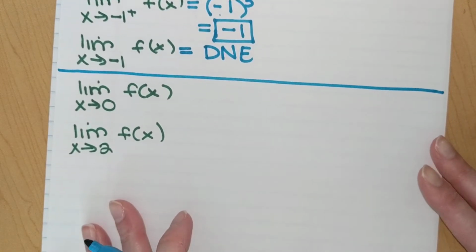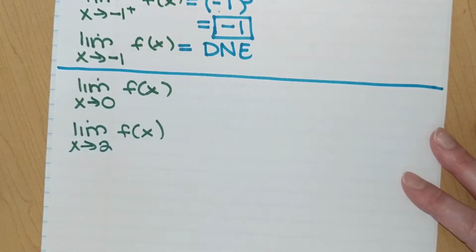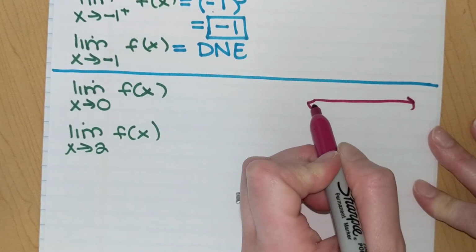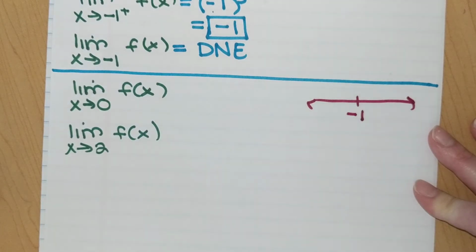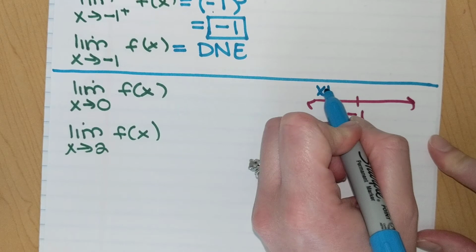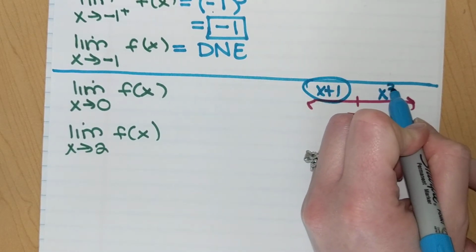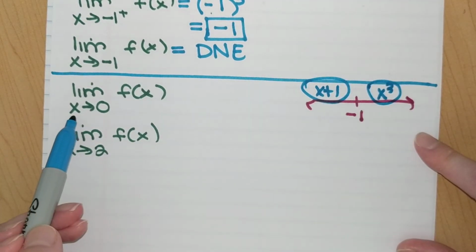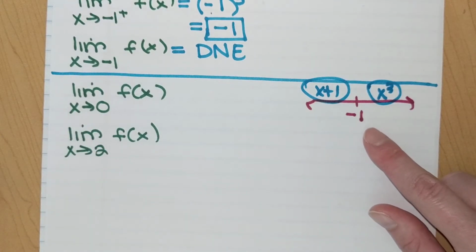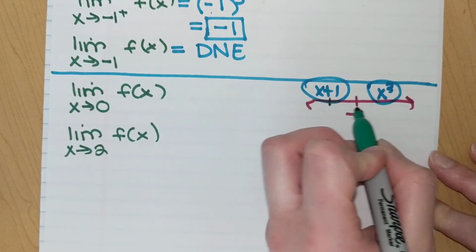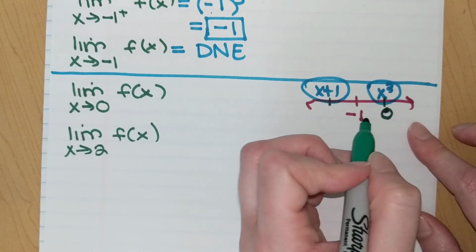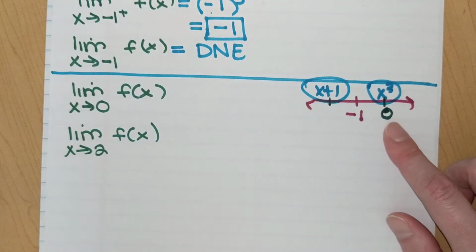Then they ask us about the limit as x goes to 0. So here again, I would draw yourself a little picture of what's going on. You've got your -1, and to the left you know that you have x plus 1, and to the right you have x cubed. Now, when you look at x going to 0, if you identify that on the number line, you would be over here, to the right of -1.